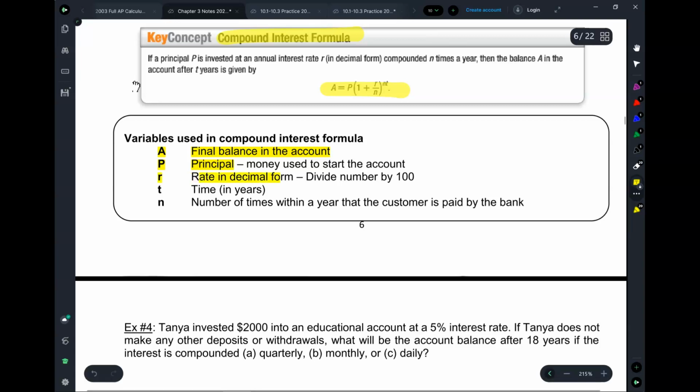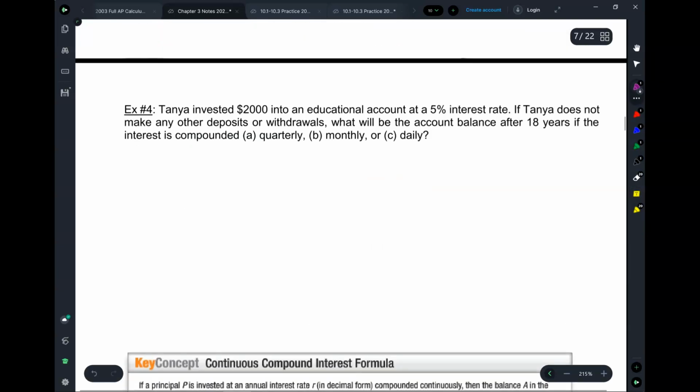R is the rate in decimal form, so you have to divide the number by 100 to get the decimal version. T is time, usually in years. N is the number of times within a year that the customer is paid by the bank. This is provided in the problem itself, and it depends on the specific type of account.